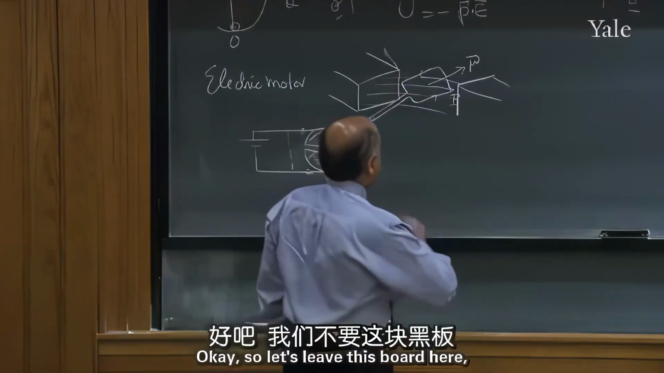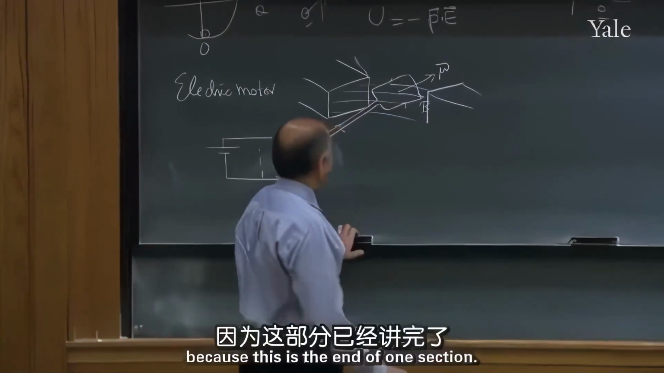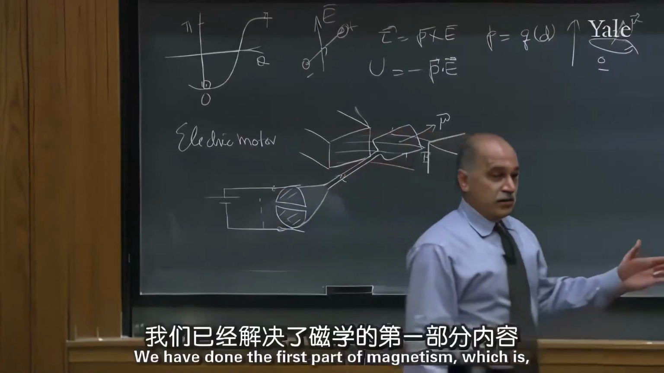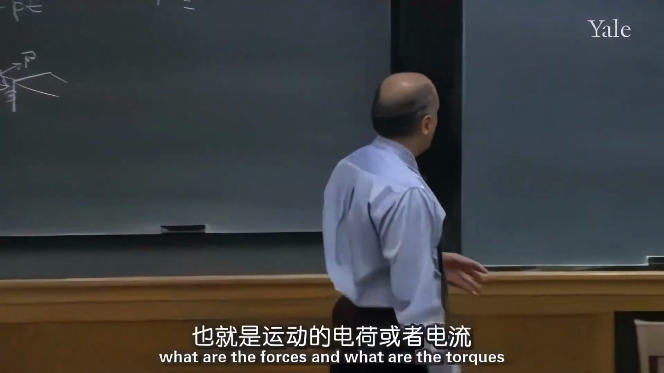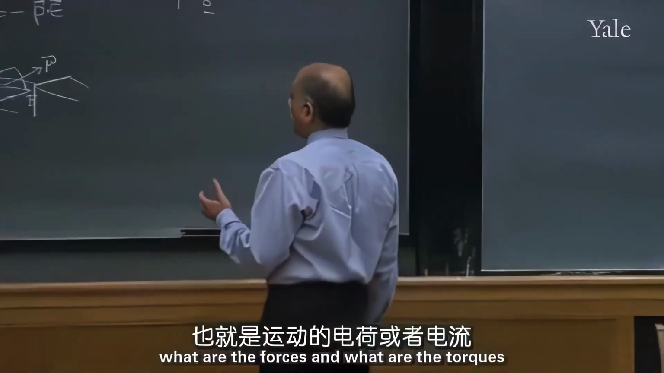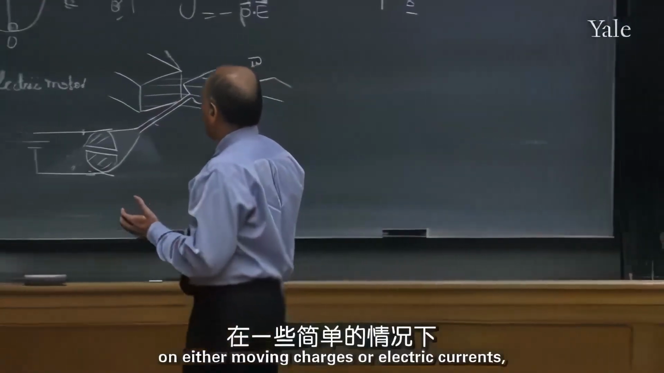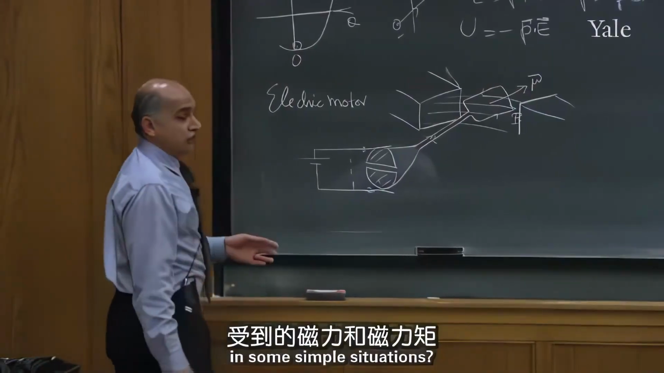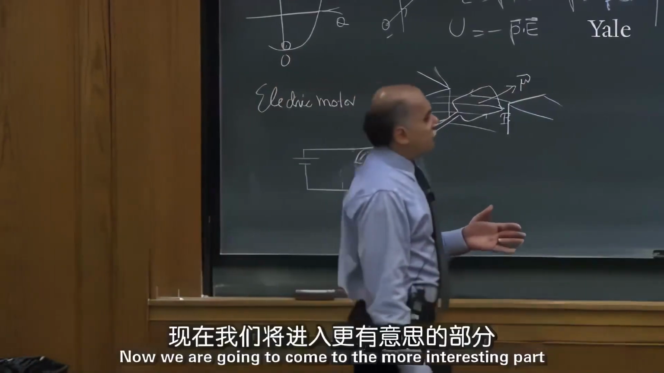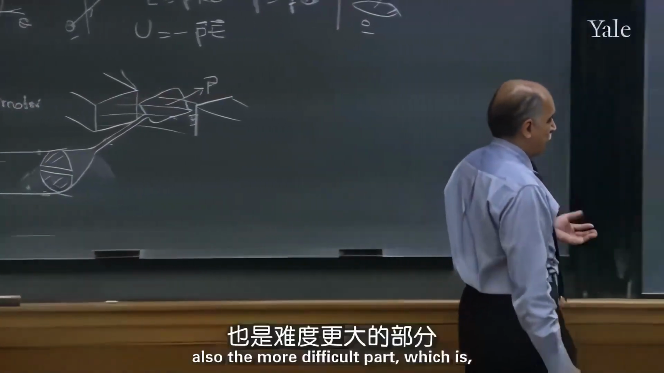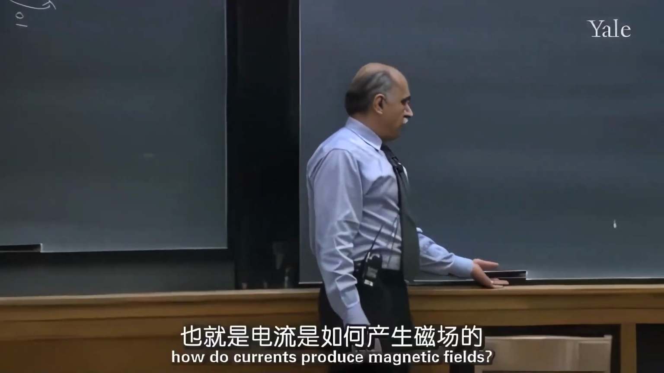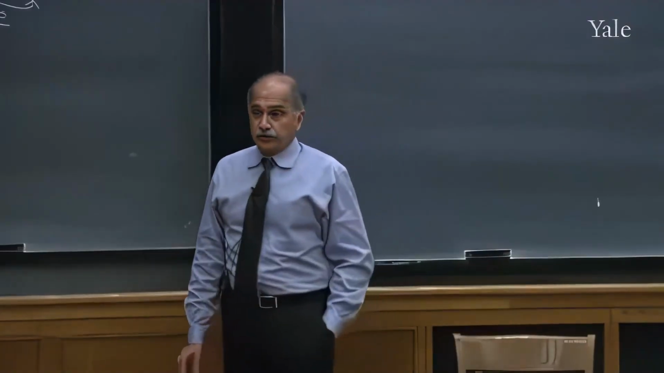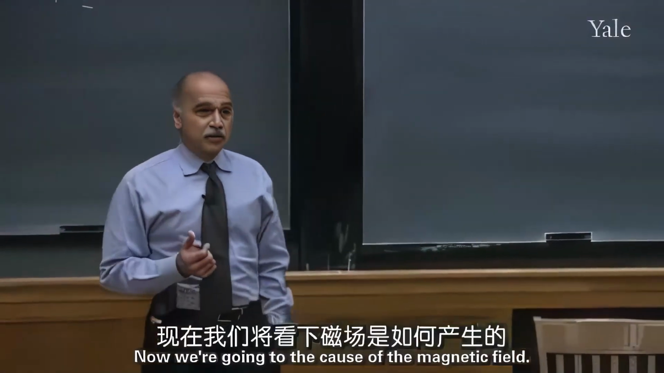Okay, so let's leave this board here because this is the end of one section. So you have to know where you stand. We have done the first part of magnetism, which is what are the forces and what are the torques on either moving charges or electric currents in some simple situations. Now we are going to come to the more interesting part, also the more difficult part, which is how do currents produce magnetic fields? Now we're going to the cause of the magnetic field.